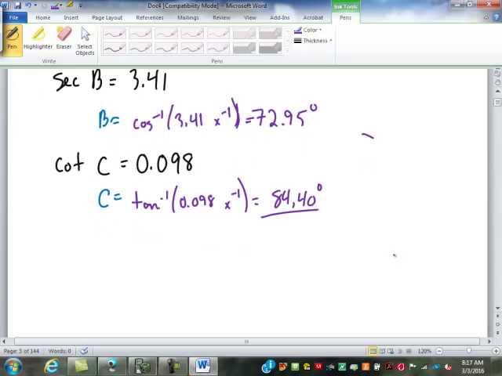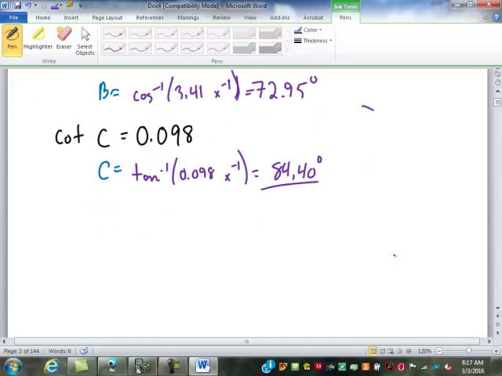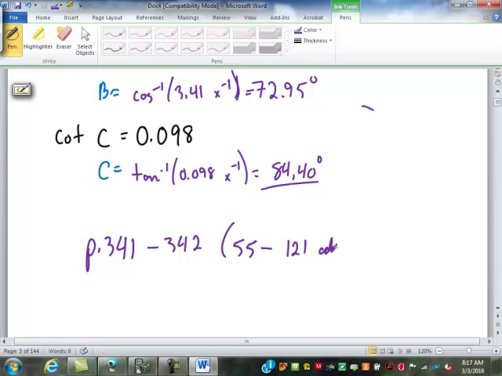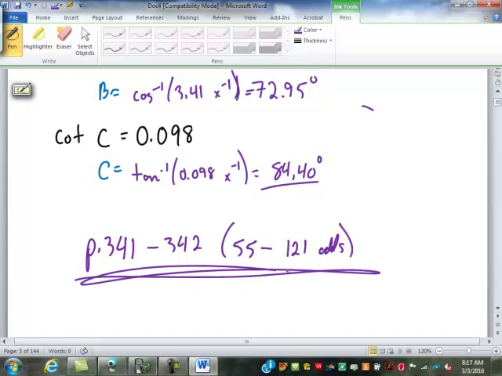Okay, so in the packet that I've given you, we've already done page 338 through 341. So we're going to continue now on page 341 to 342, 55 through 121, the odds. That's just punching these in the calculators, finding the value of the function and the inverse function for each.